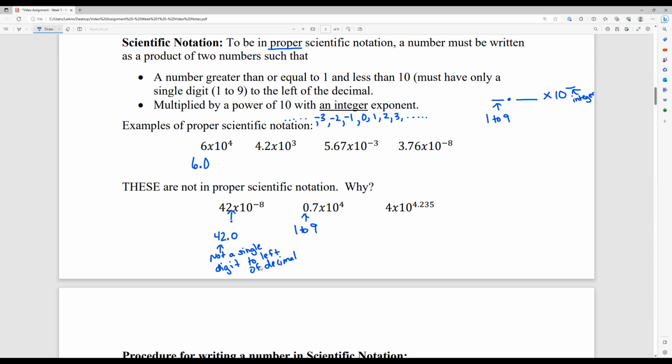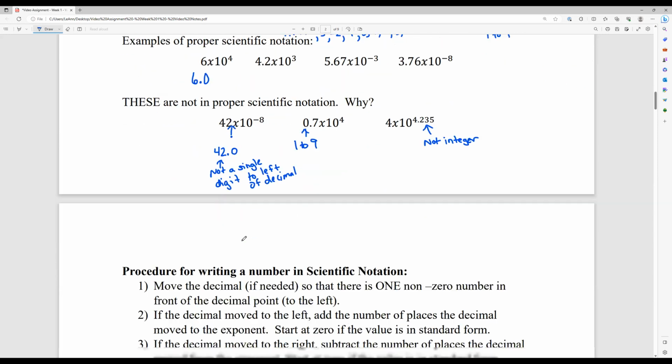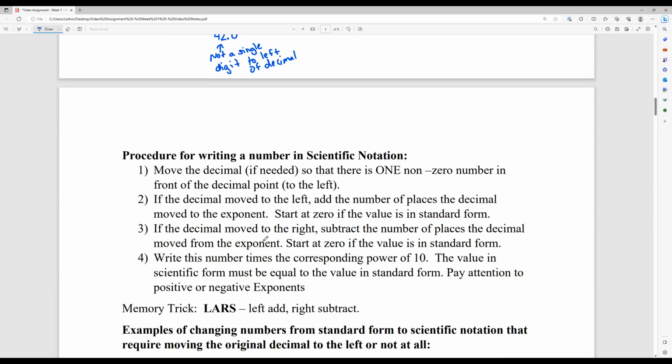This one looks promising. It's 4.0, or just 4 times 10, but this is a decimal exponent, not an integer exponent, okay? All right, so how do we put something in proper scientific notation? So we're going to move our decimal if needed. If it's already got a singular digit 1 through 9 in front of it, we wouldn't need to move it, so that there is one non-zero number in front of the decimal point to the left. And remember, that means a digit 1 to 9.